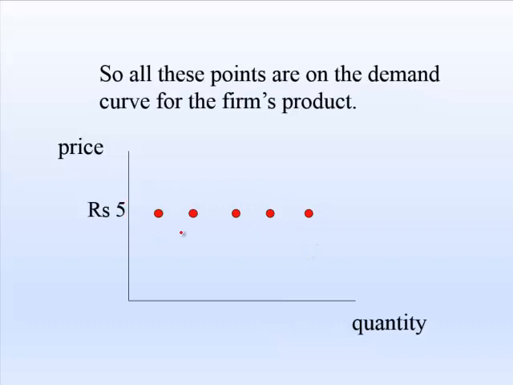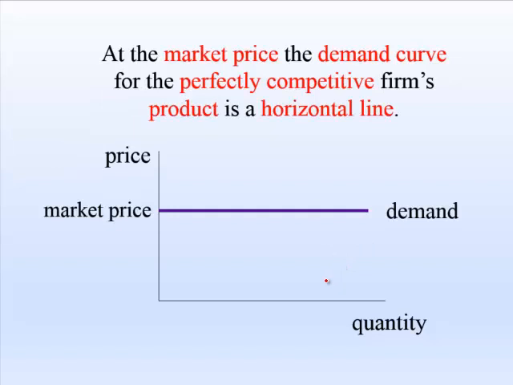So if we sum up and join all the points on this demand curve of a firm, you will get a straight horizontal line, which is not only the market price, that means the price of the whole market, it is also the demand. Okay, so at the market price, the demand curve for a perfectly competitive firm is a horizontal line. Then we will discuss total revenue and marginal revenue.